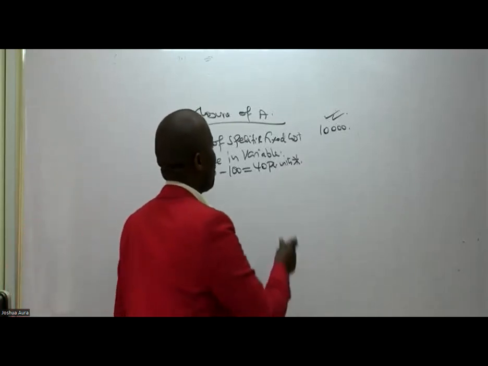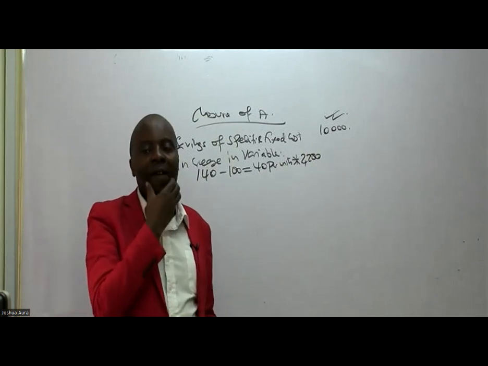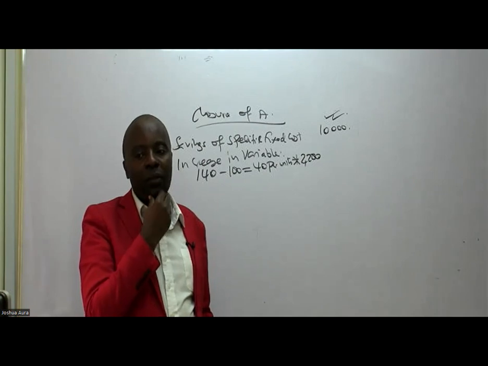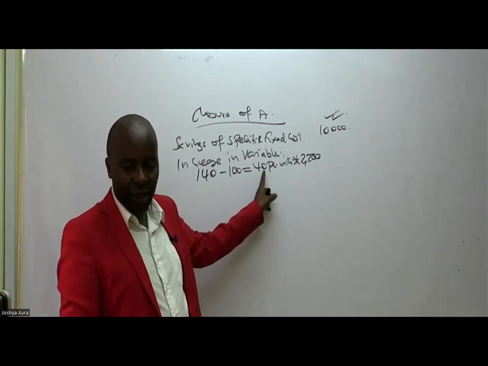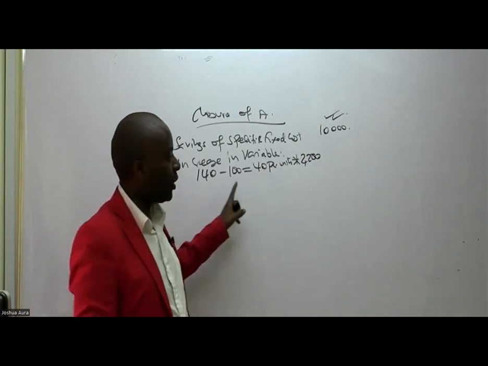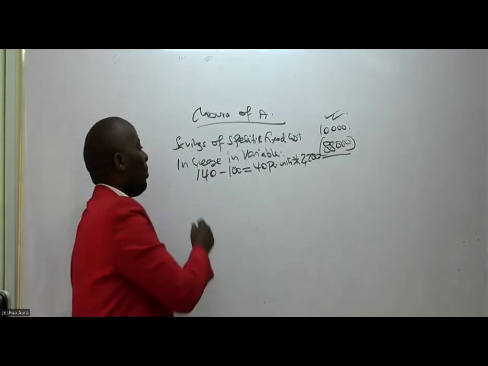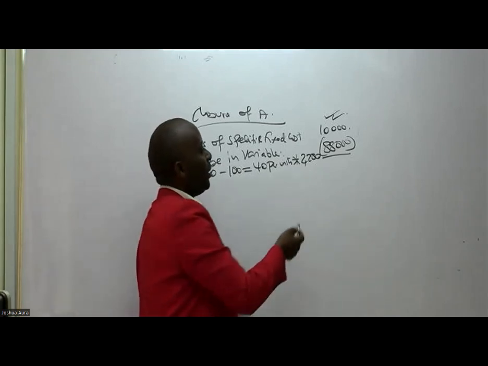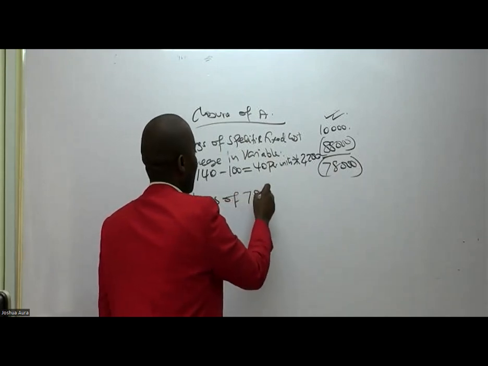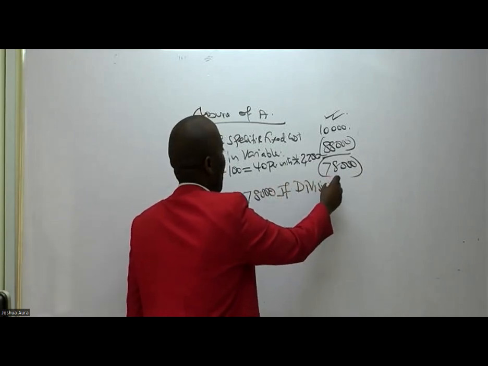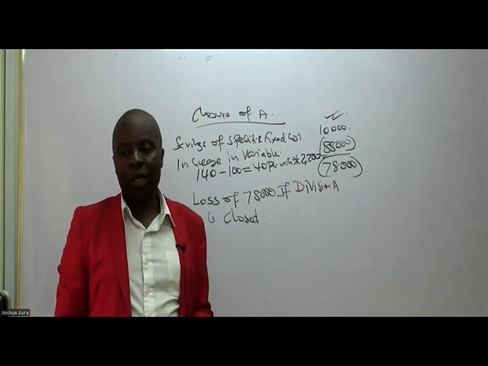Please take here 40 times 2,200. How much are we getting there? 88,000. Thank you very much. So when you look at the cost versus the benefit, you are able to see that the cost is higher, then this one here will be 78,000. So meaning that the firm will make a loss of 78,000 if division A is closed.